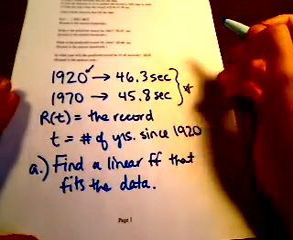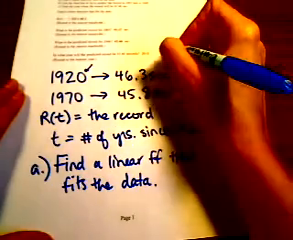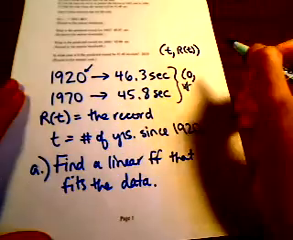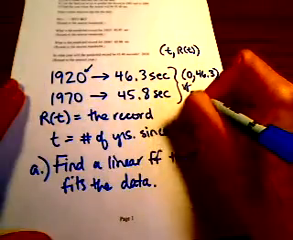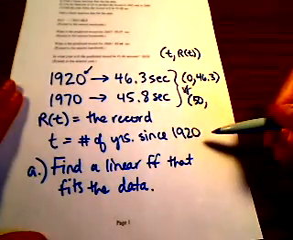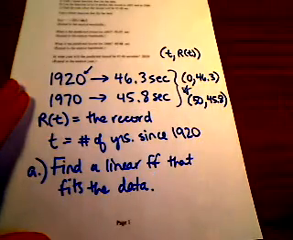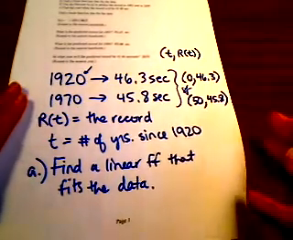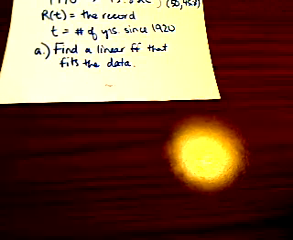Okay, so the ordered pairs that are going to come out of this: 1920 is going to be a t of 0, and our ordered pairs here are t and R of t. So it's going to be 0 and then 46.3. And then the ordered pair coming out of here would be 50, because 1970 is 50 years beyond 1920, and 45.8. So we're going to take these two ordered pairs and find the equation of the line. That's going to involve a two-step process of identifying the slope and then identifying the line.